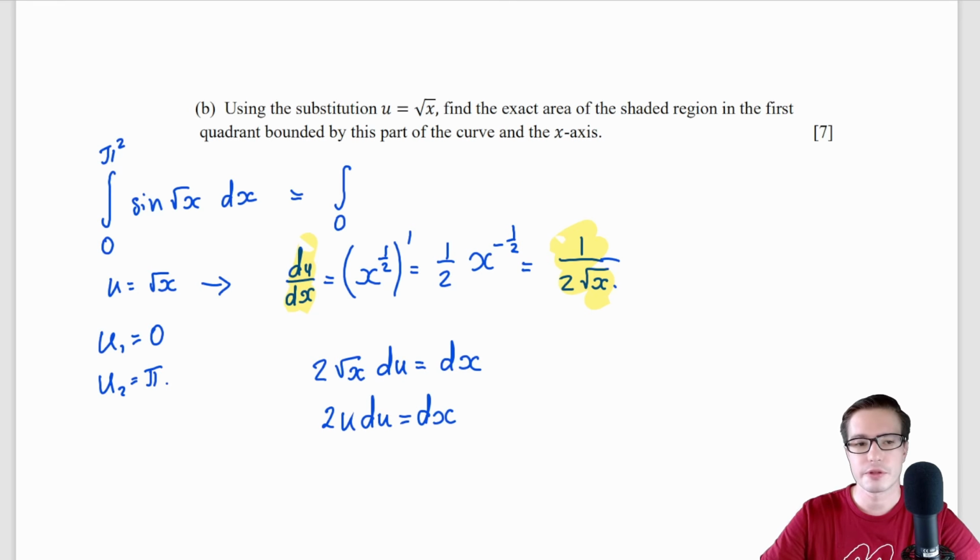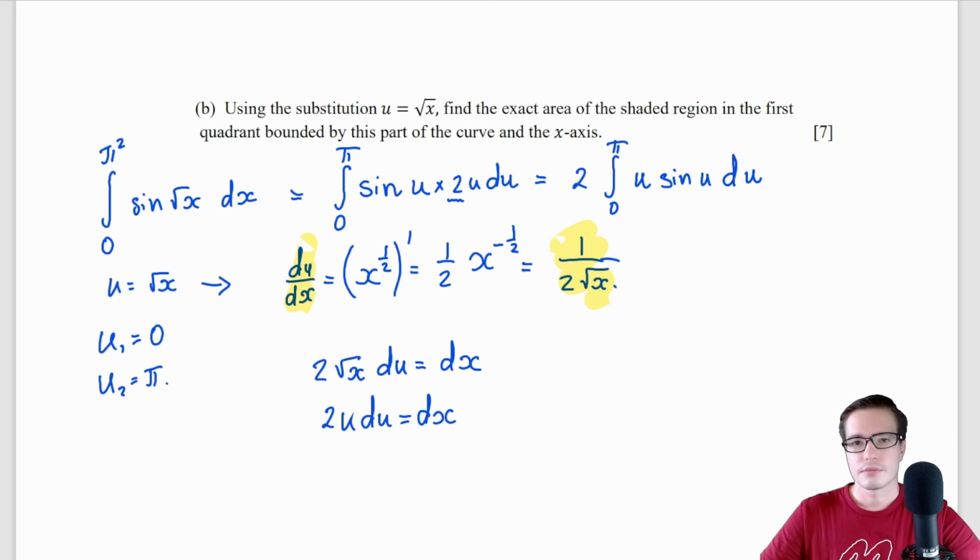Now, finally, let's rewrite our integral in terms of u. Limits are from 0 to pi. Instead of square root of x, we have u, and instead of dx, we've got 2u du. Now let's take the constant out of the integral. And now we have to integrate that.